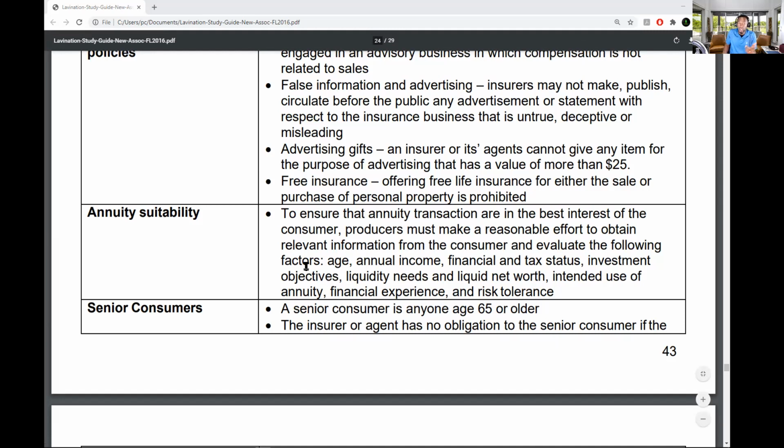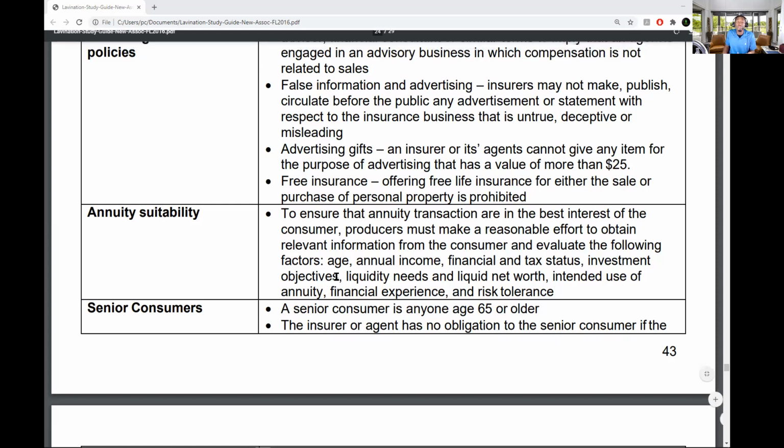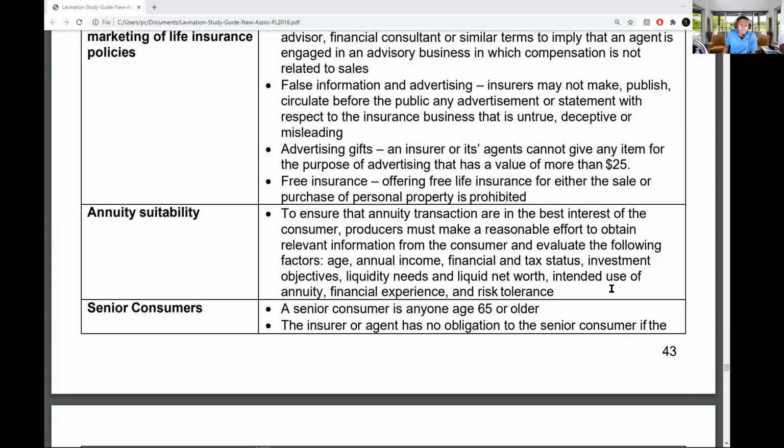What's important when you're determining suitability for somebody who wants to get an annuity? Make sure you check the age. Age is a big factor. Annual income, how much does that person bring home? Financial and tax status, and that's the reason for that, because annuity is something that's long term. Investment objectives, what do they want? Liquidity needs, how soon they might need money. If they're going to need money in the next year or so, it may not be suitable for them. Liquid net worth, how much money those people have available. Those are things you have to take into consideration.